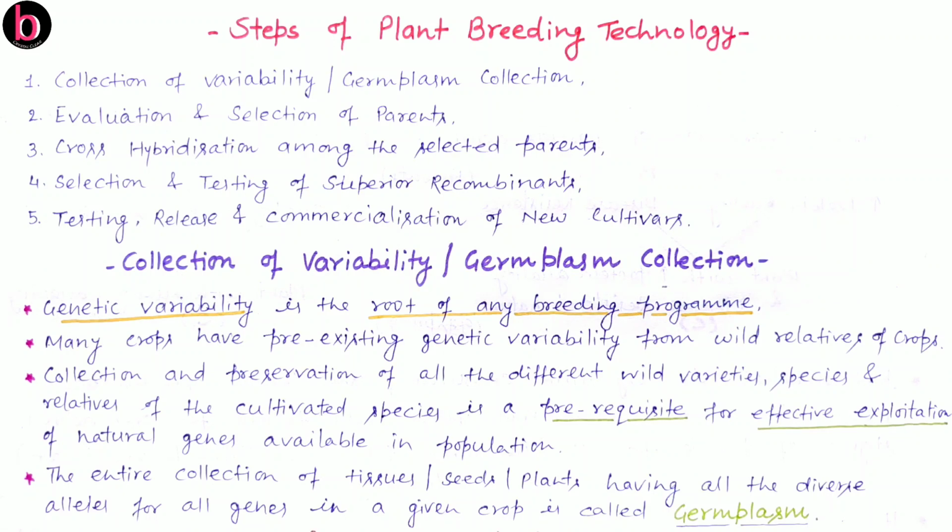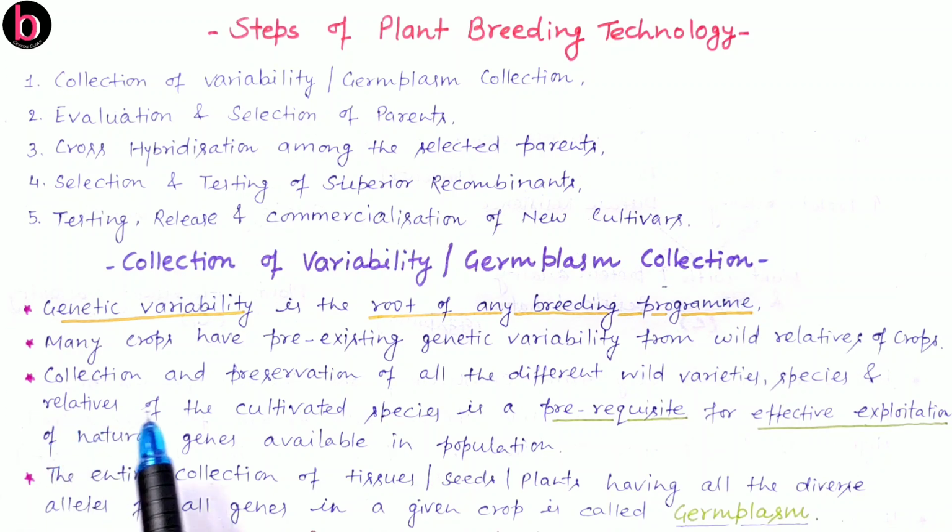Whether it is plant breeding or animal breeding, for any breeding there is first a need for genetic variability. Second, many crops have pre-existing genetic variability from wild relatives of the crop. As we discussed, all our major food crops are derived from domesticated varieties that we still use today. These domesticated varieties also have some pre-existing genetic variability from the wild relatives of the particular crop.